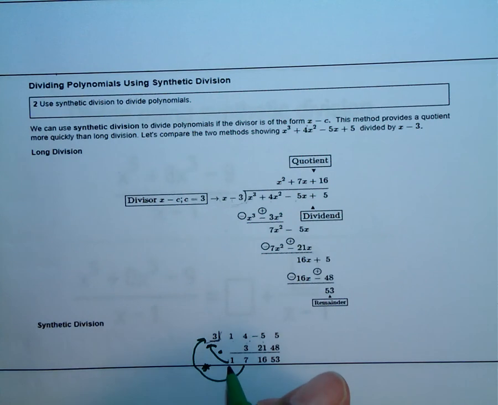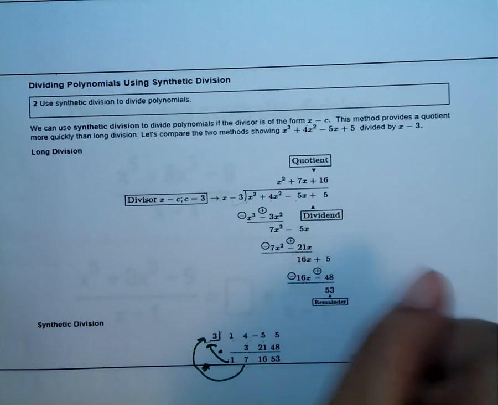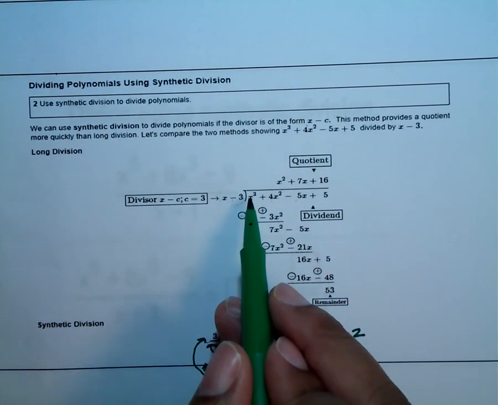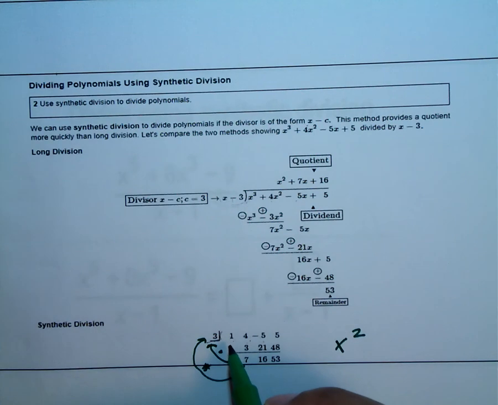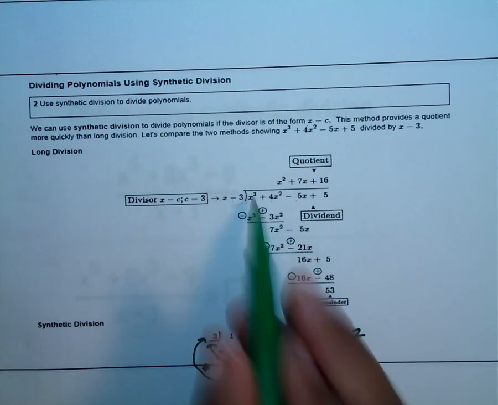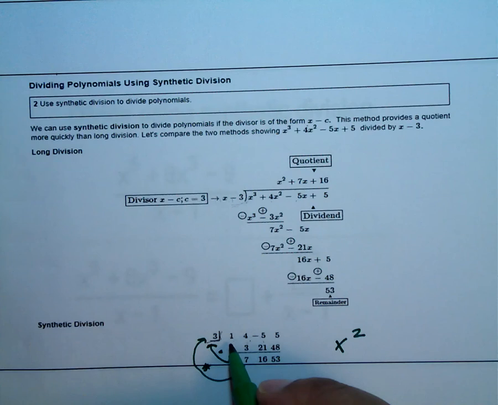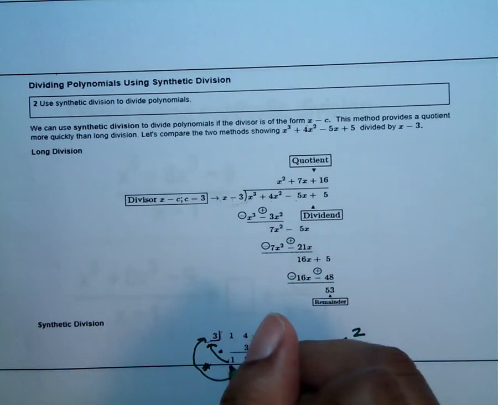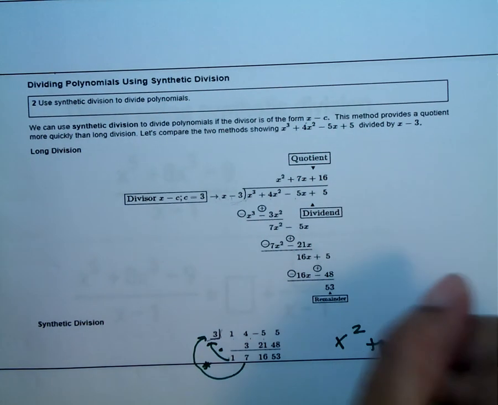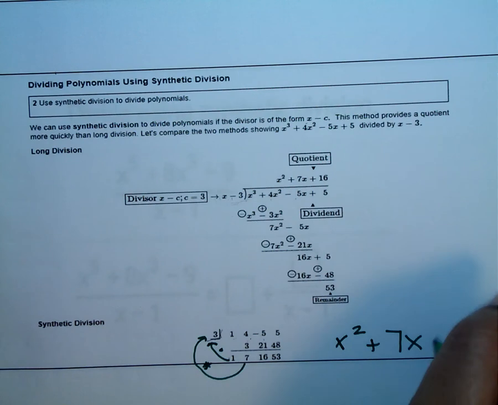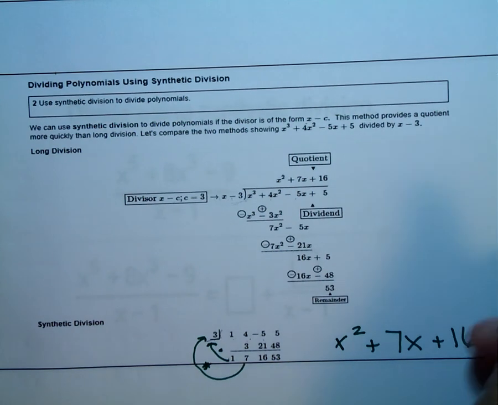So when they wrote their answers, they started off with an x cubed. So it'll be 1x squared, because it started off with an x cubed. So you got to be, power has to be 1 less than whatever you start off with. So it'll be 1x squared plus 7x plus 16, and then my remainder is 53. If I want to put that as a fraction, I'm going to go 53 over x minus 3.